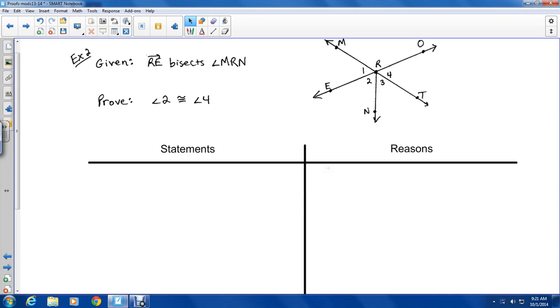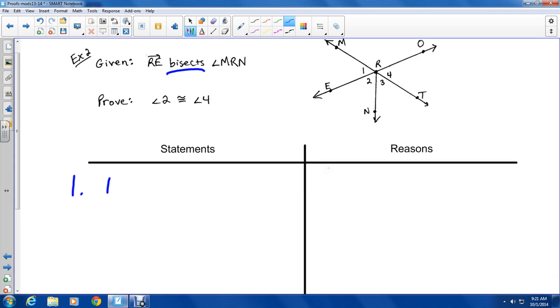All right, guys, quick video on quick proofs. These are ones that are talking about things that are bisecting or midpoint, not the ones that talk about complementary or supplementary angles. So in this case, we have this lovely picture. We're going to quickly write our first statement.